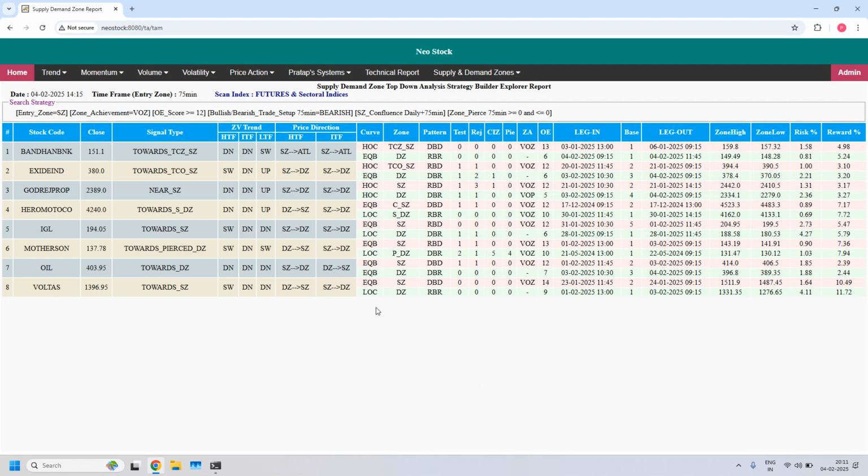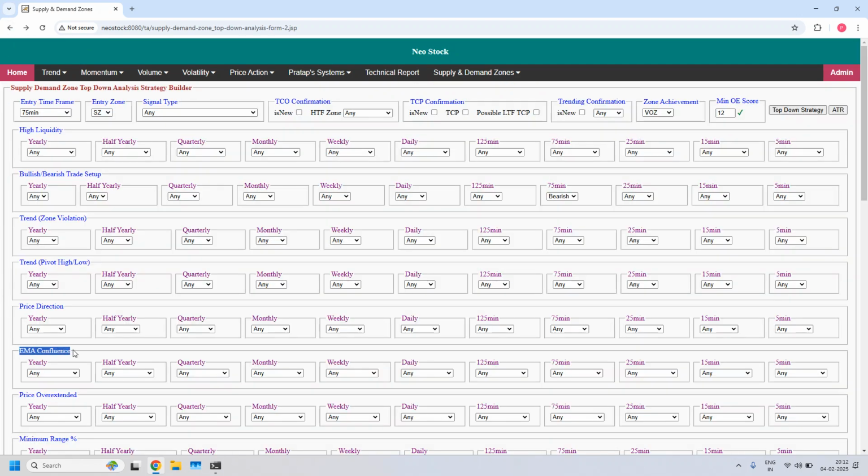And in these 8 stocks, these 75-minute supply zones are overlapped with daily supply zone. And daily trend is down in all these stocks. ITF trend. But 75 minutes is part of the daily zone. That's why let us verify daily zone is having daily EMA confluence.